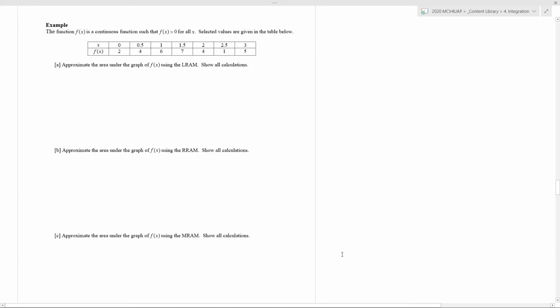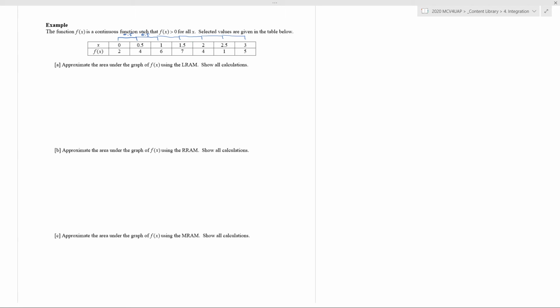Now, it doesn't tell us what type of partition we should use. However, I'm just going to use a partition. So 1, 2, 3, 4, 5, 6, 7, or 6 rectangles. So we're going to use 6 rectangles, each with a width of 0.5.